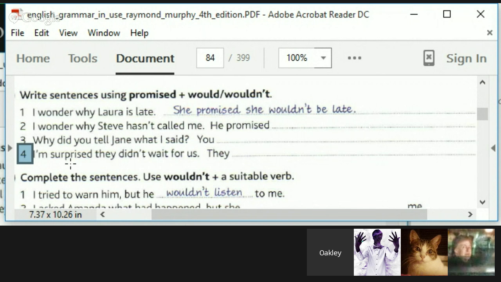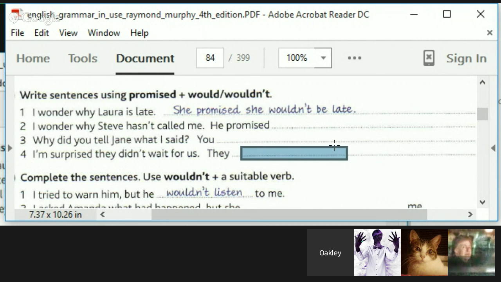Okay, David, number 4. I'm surprised they didn't wait for us. They promised they would wait. Again, it's very common to just say they promised they would.